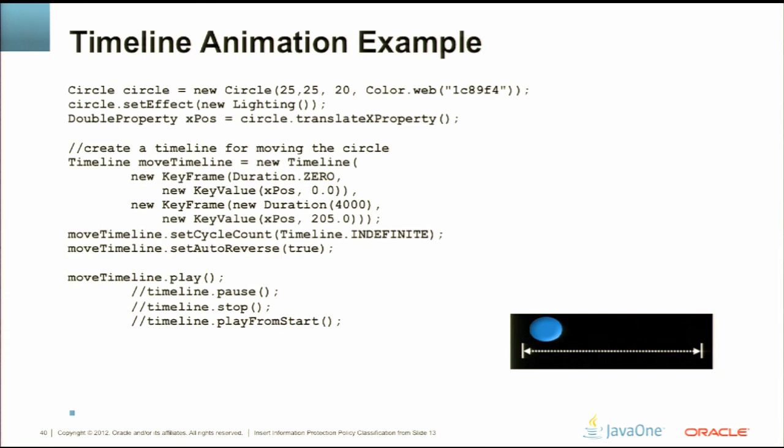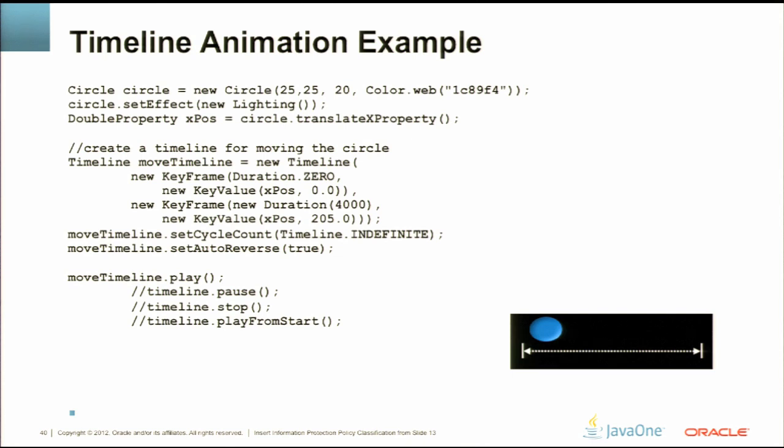And so what we do is we create a timeline, which we'll call move timeline, and that's going to have two key frames in it. One key frame is going to be at time 0 seconds. So that'll be at the start of the timeline. And that's going to have a key value, which uses the x position, which is our property of our circle in terms of translation on the x-axis. And we set that to 0. So that'll be where it starts from.